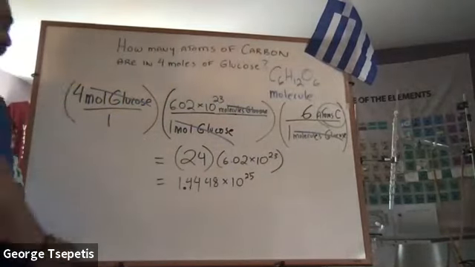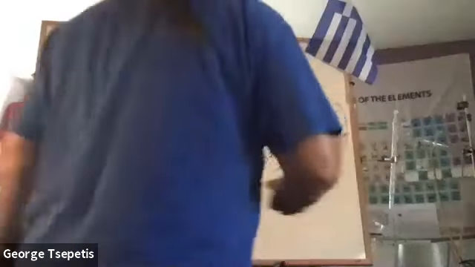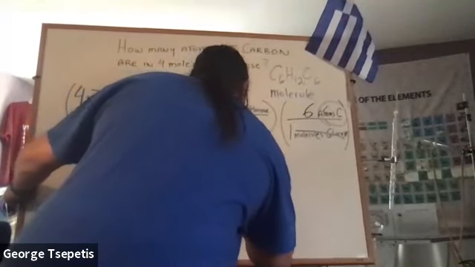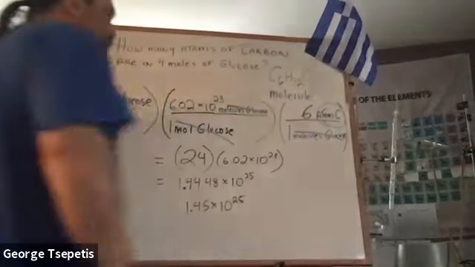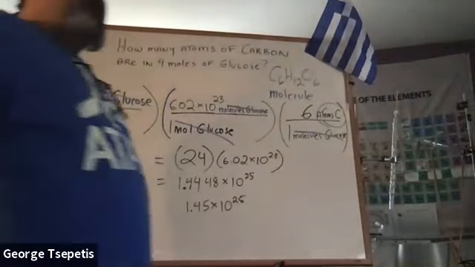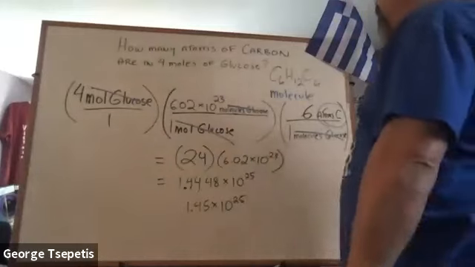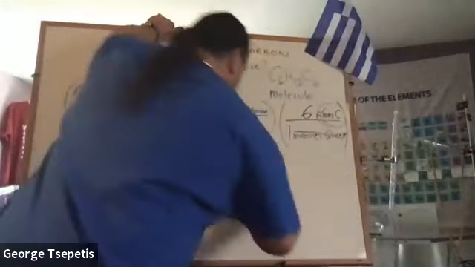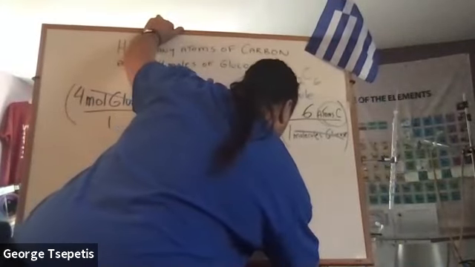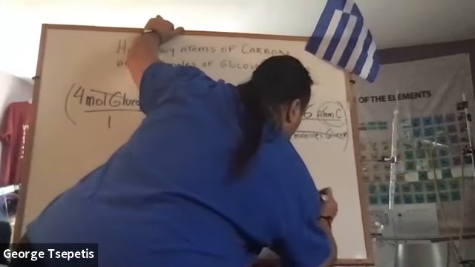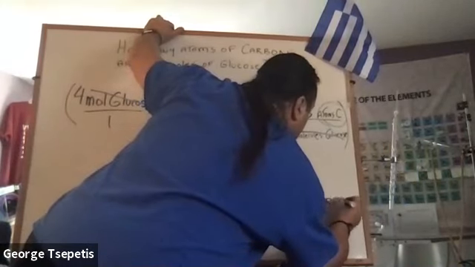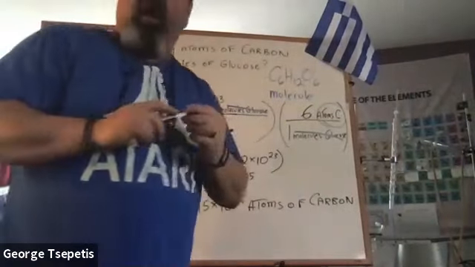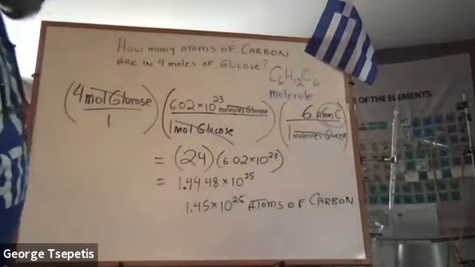Are we finished? I don't like that answer. I'm going to go ahead and round that up to 1.45 times 10 to the 25th. We have 1.45 times 10 to the 25th. Well, we're looking for atoms of carbon. That's what we're left with in our dimensional analysis. So I'm going to go ahead and put that, atoms of carbon. And yes, ladies and gentlemen, that is our answer. That is our solution.